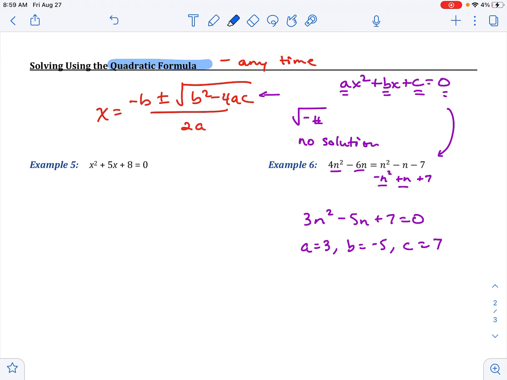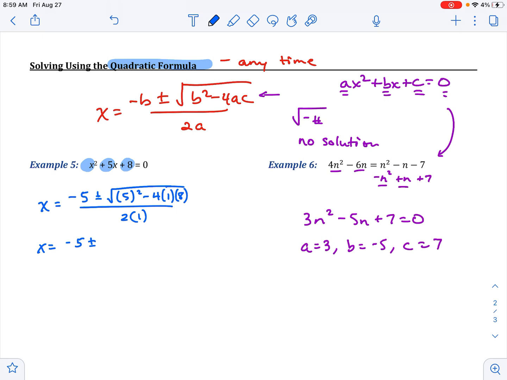Okay, so I see that my A value is going to be 1, my B value is going to be 5, my C value is going to be 8, and since it's already set equal to 0, that's how I was able to determine those things. So x equals the opposite of b, negative 5, plus or minus the square root of b squared, so 5 squared, minus 4 times a, which is 1, times c, which is 8, all over 2 times a, which is 1. After this, it just comes down to order of operations.